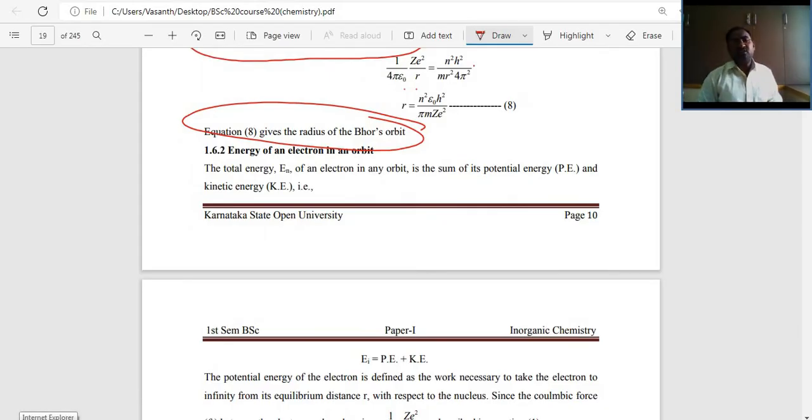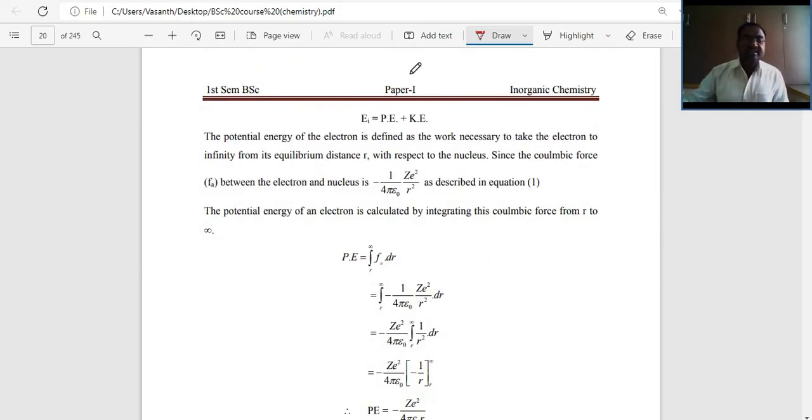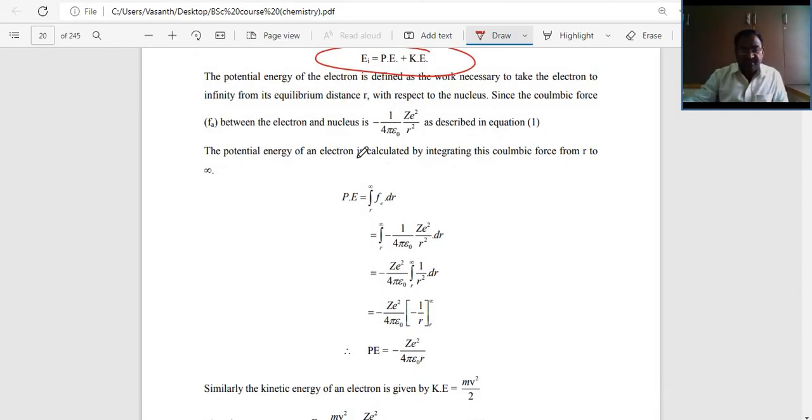What is the energy of an electron in an orbit? The total energy En of an electron in any orbit is the sum of its potential energy and kinetic energy. The total energy is represented by the sum of the potential energy and kinetic energy. The potential energy is the integration of this force of attraction into dr.